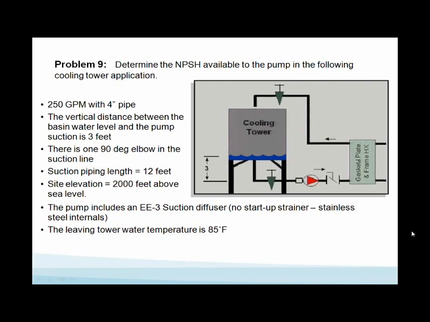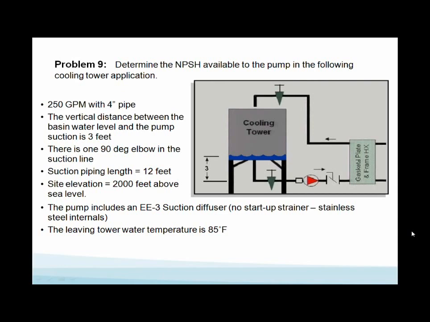I'm at 2,000 feet elevation, so my elevation is up, and that's going to reduce the absolute pressure available from the atmosphere. It's going to be lower than 14.7 pounds absolute, and this is going to take care of it. I've got a suction diffuser, EE-3, and I'm going to use leaving cooling tower water at 85 degrees because I'm pumping cooling tower water at 85 degrees.